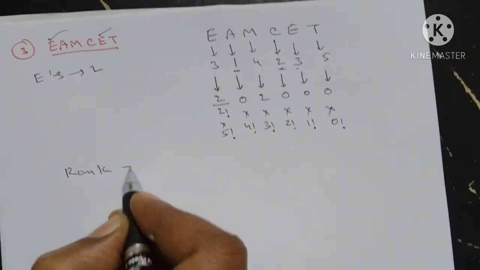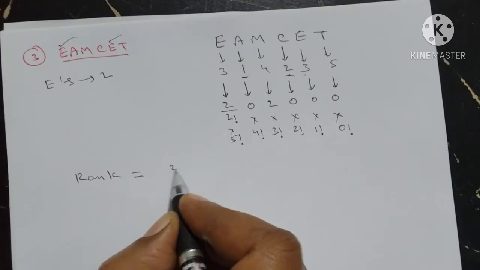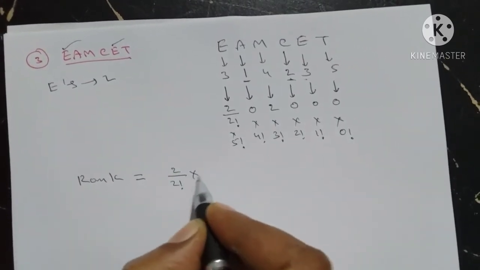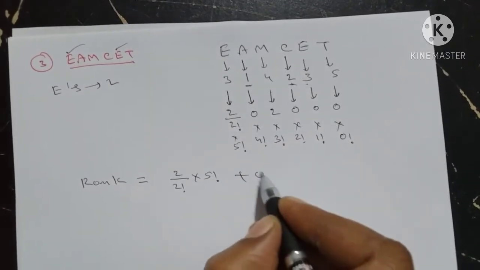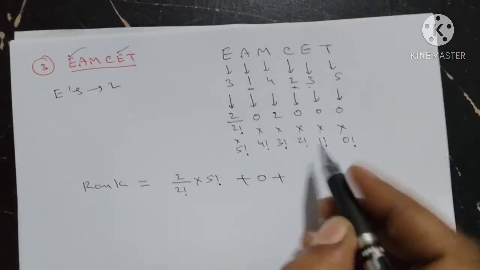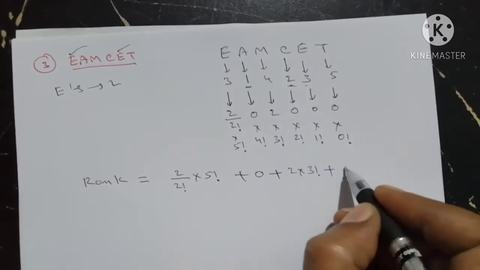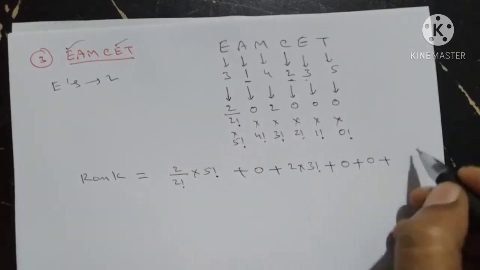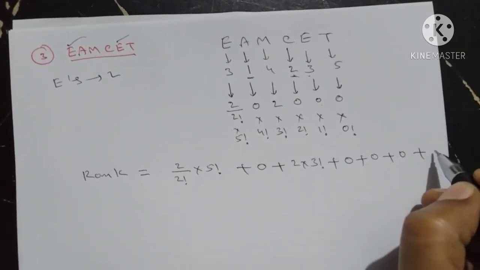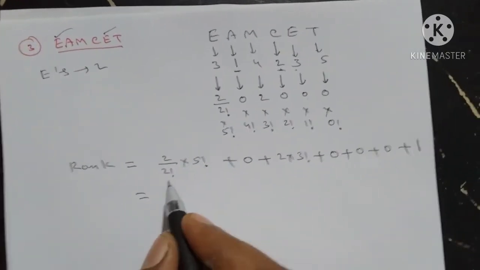of the word MESET is 2 factorial by 2 factorial into 5 factorial, plus 0 into 4 factorial, plus 2 into 3 factorial, plus 0 into 2 factorial, plus 0 into 1 factorial, plus 0 into 0 factorial, plus adding 1. That is the position of the given word.